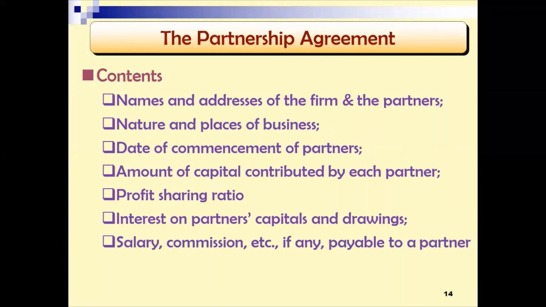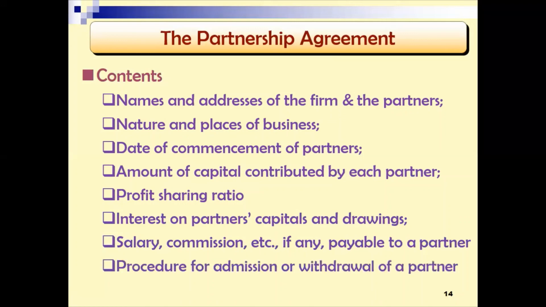Salaries, commission, bonus, or any other remuneration or benefits that partners may get from the business must also be stated. Any benefits or any remuneration payable to any partner in the partnership. Procedures for admission or withdrawal of a partner. Partners must agree on how to admit anyone who wants to join the partnership business. And also, in case a partner wants to withdraw from the partnership business, such procedures must be followed and must be clear to all the partners so that there is no dispute when such a situation occurs.